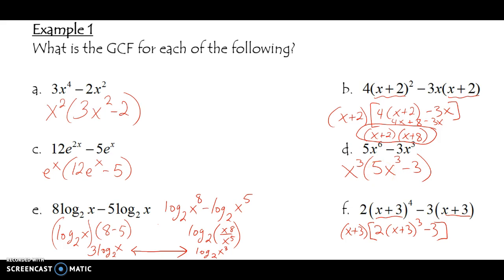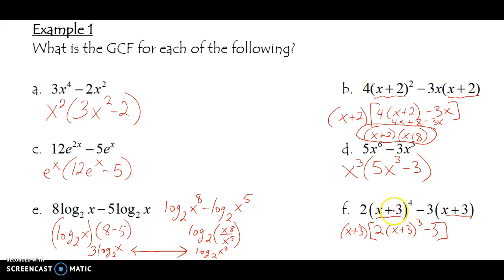Alright, letter E, I've shown you how to do this two different ways. You could use log properties, where first, if we have something times a log, we can rewrite it as a power. Then the difference we can rewrite as a quotient, and we end up with that quotient that can be simplified into log base 2 of x cubed. Or you could just factor out log base 2 of x as a common factor, then you have left 8 minus 5, which is 3, so you have 3 times the log base 2 of x, which remember, are equivalent by that power property of logs.